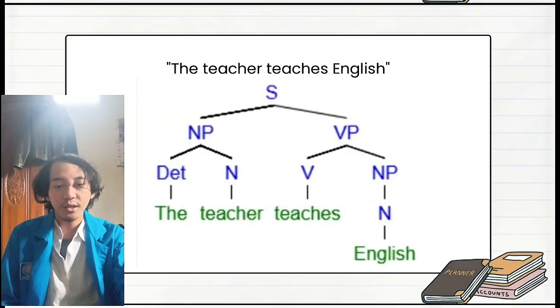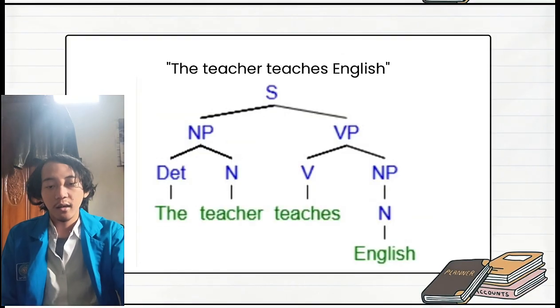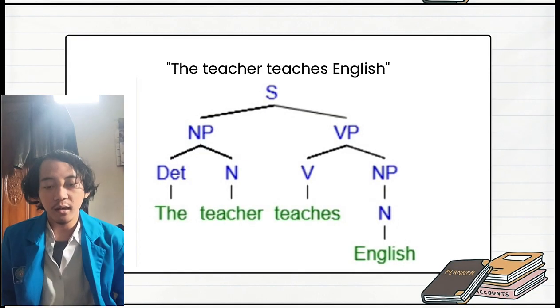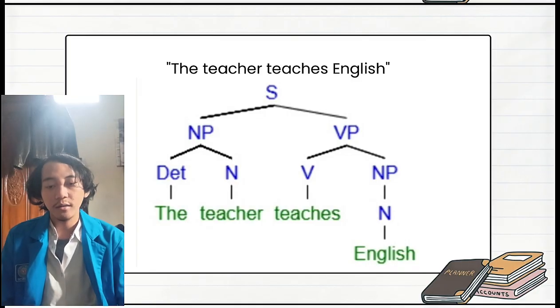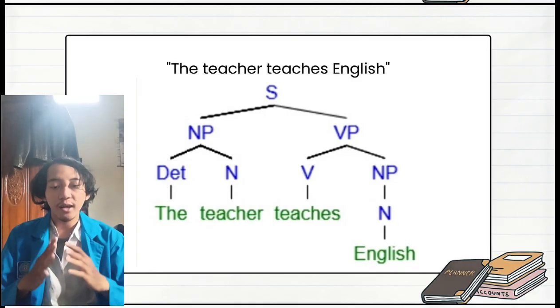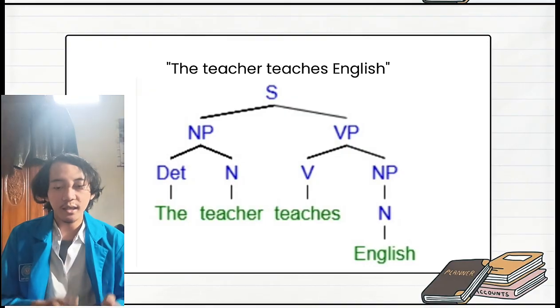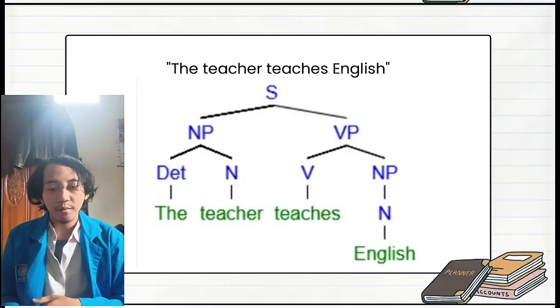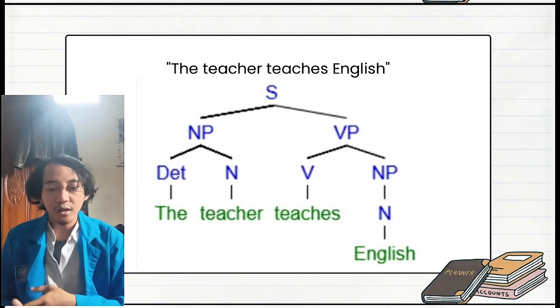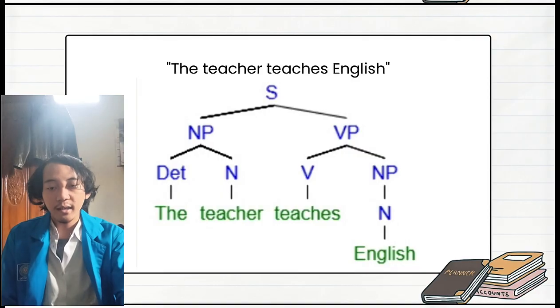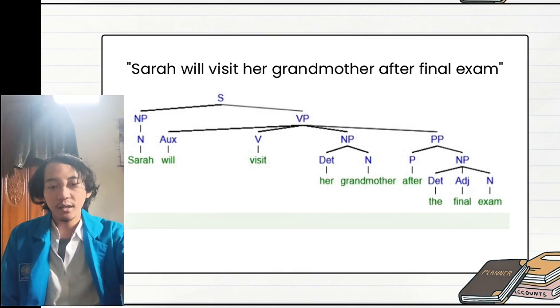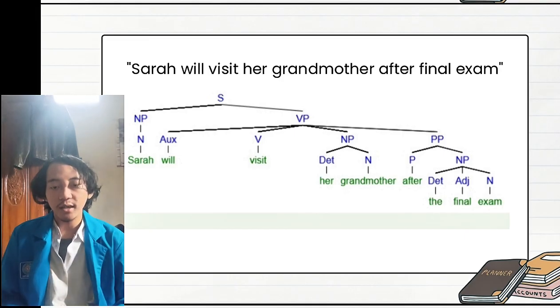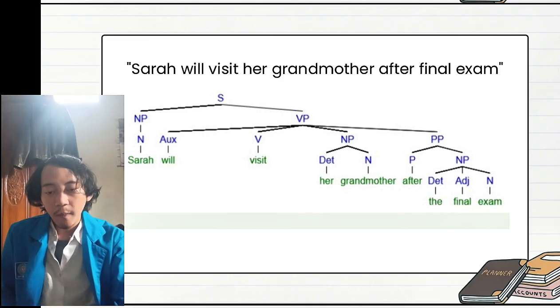The second: the teacher teaches English. As we can see again, there is the structure from three diagrams. The teacher teaches English. "The" becomes determiner, "teacher" becomes noun, "teaches" is a verb, and "English" a noun. And the next one is Sarah will visit her grandmother after final exam. As we can see again, there are three diagrams.